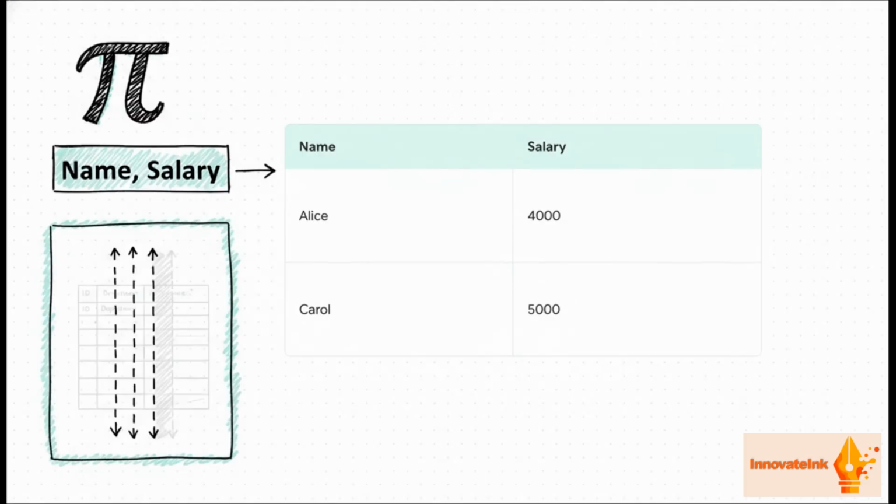So let's build on what we just did. We take that table we already filtered, and now we apply the project operator to it, asking for just the name and salary. And look what we get. Same employees, but now we're only seeing the columns we specifically asked for. We've just vertically sliced our data.